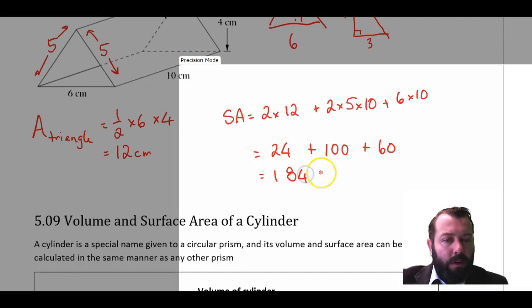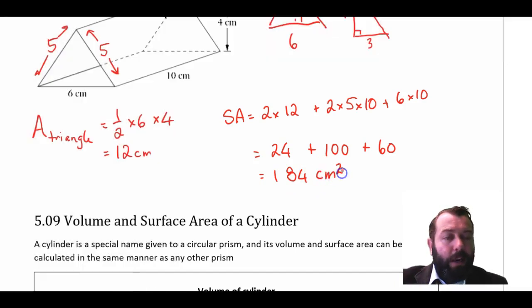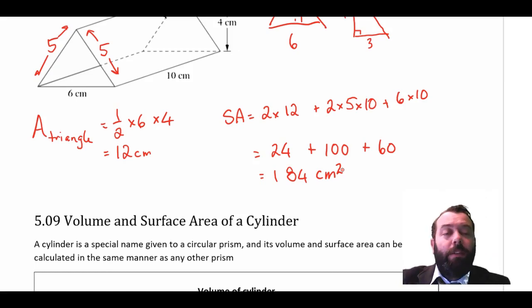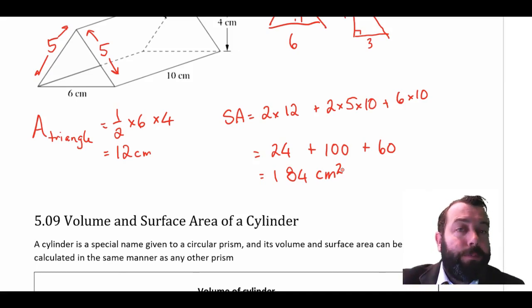184 square centimeters. Okay, we're dealing with a solid, but we're working out the surface area, so my answer is in square units, and it's 184 square centimeters. So that's surface area and volume of a prism.